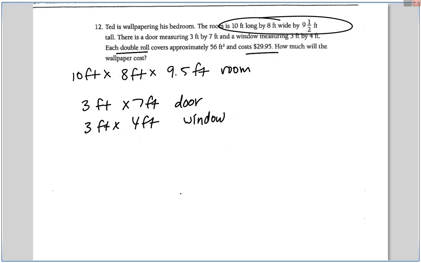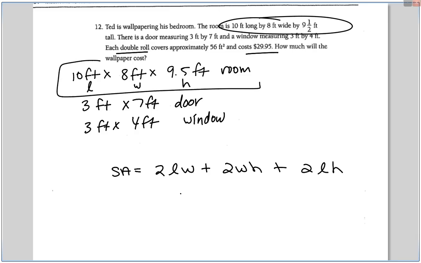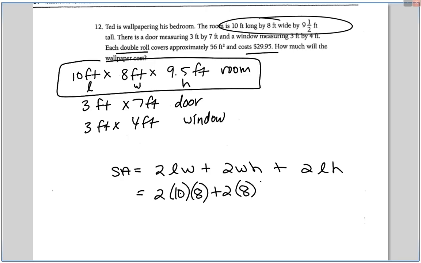Okay, so I'll grab a formula sheet here and I'll write down exactly what it says. For surface area of a prism, it says 2LW plus 2WH plus 2LH. And remember, here's your length, your width, and your height for your room. So all you gotta do is put in L is 10, W is 8, W is 8, H is 9.5, L is 10, H is 9.5.